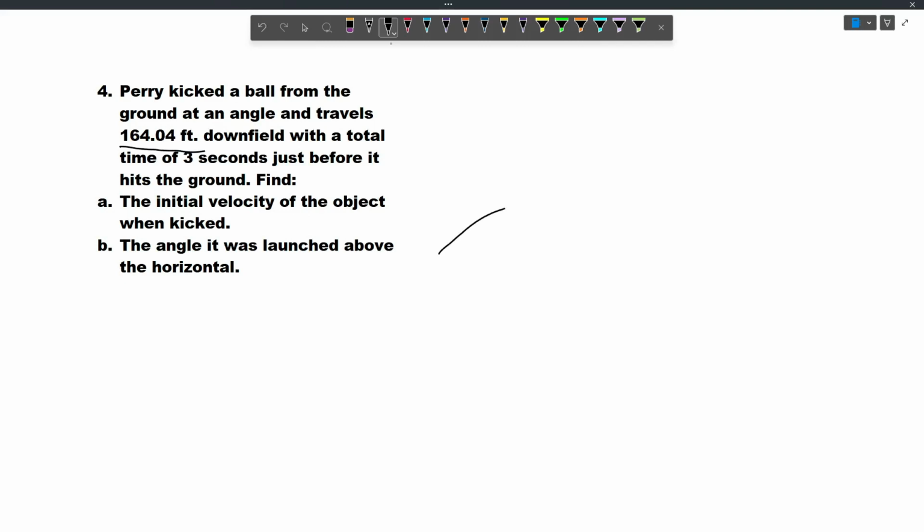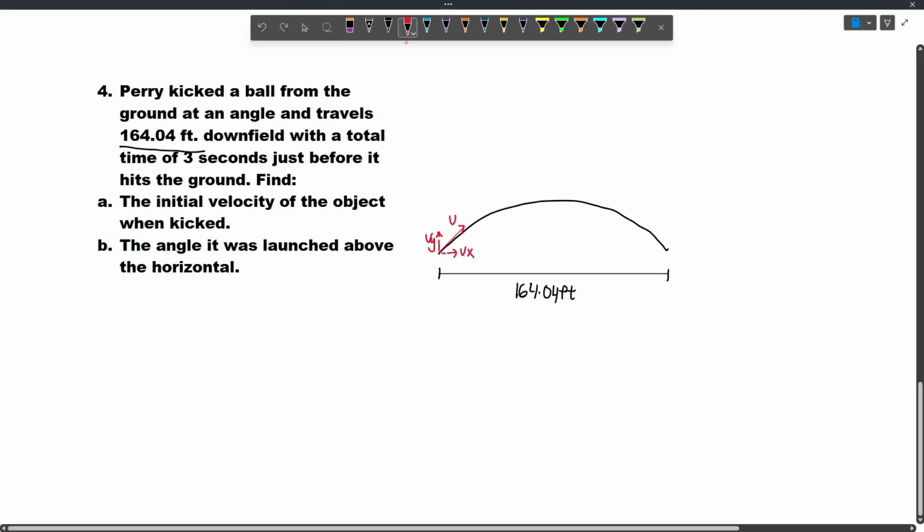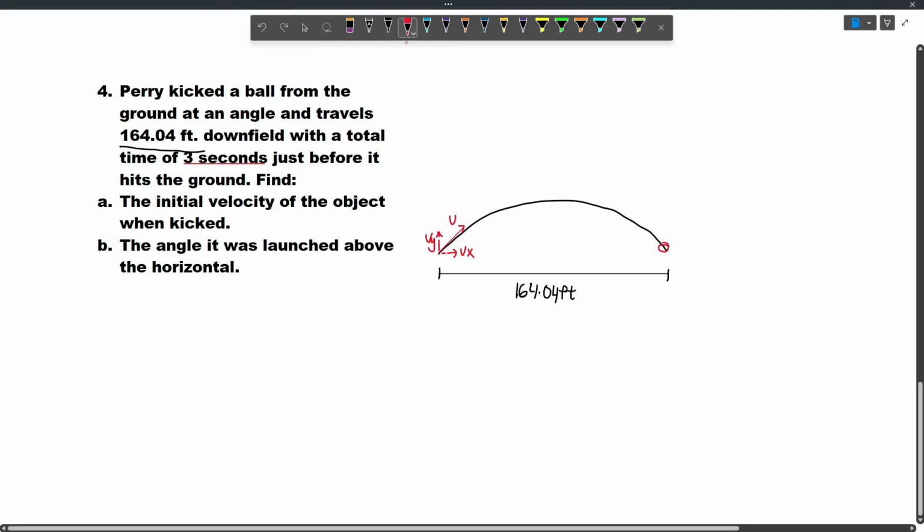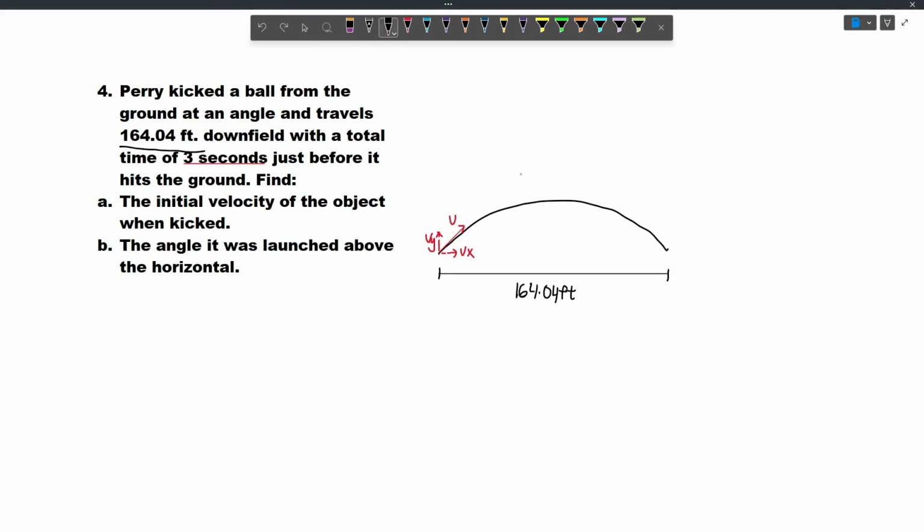And so, what is given to us is the total distance that our object travelled horizontally, and this distance is equal to 164.04 feet. Then again, we have the velocity components, Vy and Vx. The 3 seconds is the time that elapsed just before it hits the ground. So from this point to this point, that's 3 seconds.